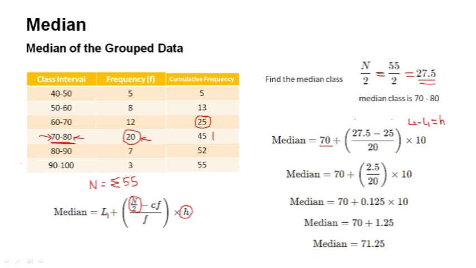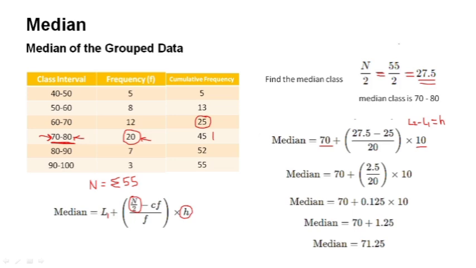So L2 is the upper limit of the median class, and this is the lower limit of the median class. Take the difference, upper minus lower, and you will get the value 10. Hope everybody is getting this, how we are getting all these values. Again, I'm repeating: L1 is nothing but the lower value of the median class, that is the lower limit of the median class.